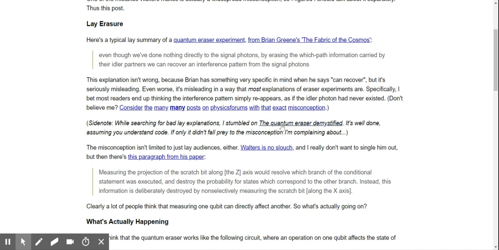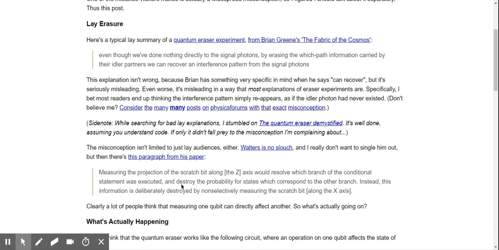I started in the Quantum Rays Demystified. It's well done, assuming you understand code. If only I didn't fall prey to the misconception I'm complaining about. Misconceptions are just for lay audiences. I don't want to single him out, but then there's this paragraph from his paper.